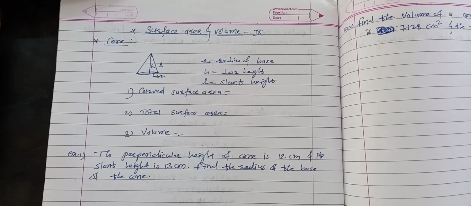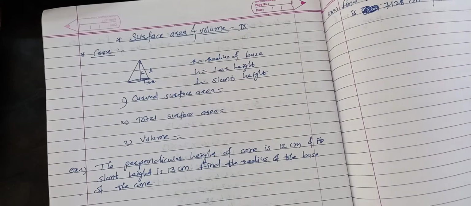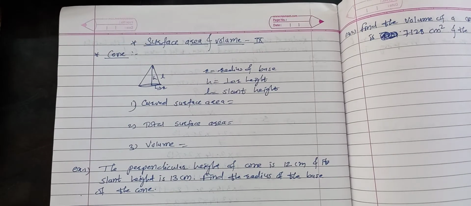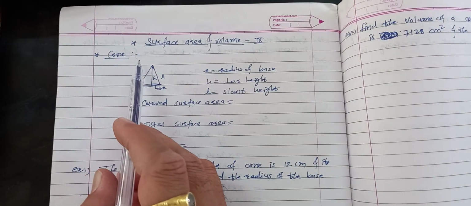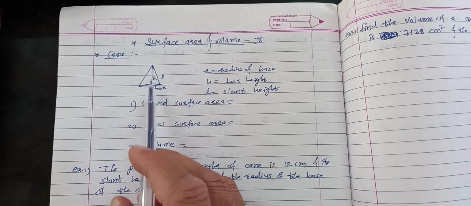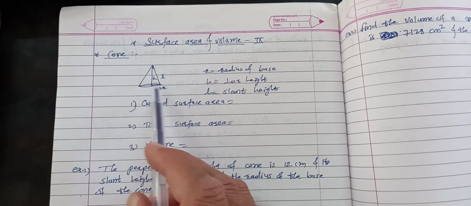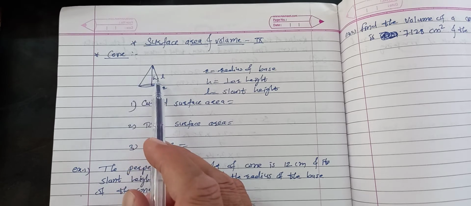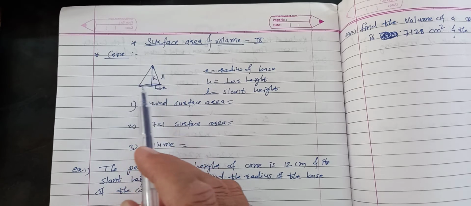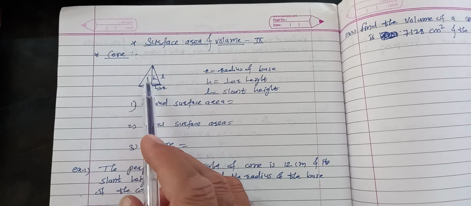Hello student. Today we will see the next part of this surface area and volume. The next object is the cone. A cone looks like this shape: a pointed portion on top and a circular base, like a tent shape, or a joker's cap. This is known as a cone.